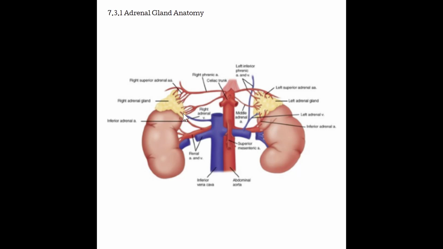Looking at the veins that drain each of the adrenal glands, there is one vein that comes out of the hilum of the adrenal gland. On the right side, we'll see the right adrenal vein or the right suprarenal vein drain directly into the inferior vena cava, whereas the left adrenal vein or suprarenal vein is going to drain into the left renal vein, and then that is going to go to the IVC.